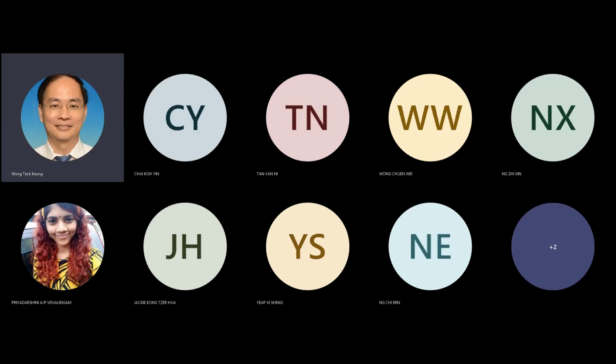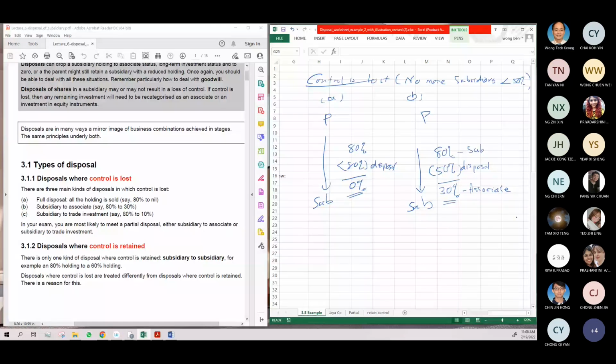So from an 80% subsidiary become associate. So they want type C. So when investment to trade, subsidiary to trade investment, same thing here. B, controlling sub, for example, 80%. Now you sold off 70%. So you left behind 10%. So it just becomes an investment only, or you call it trade investment, for trade. So from a subsidiary, you become trade investment.